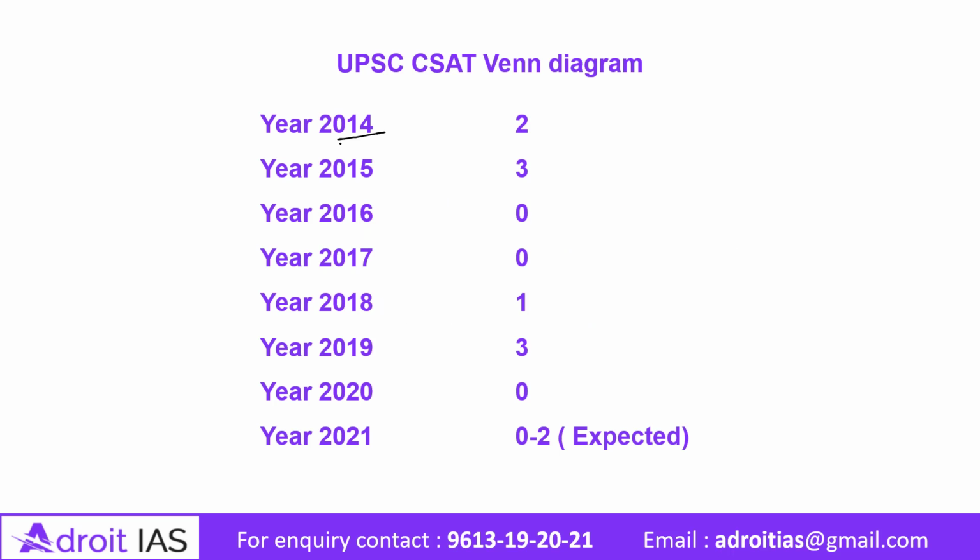In 2014, 2 questions were there. In 2015, 3 questions were there. In 2016 and 17, unfortunately, there was no question. In 2018, 1 question was there. In 2019, 3 questions were there. In 2020, unfortunately, again, there was no question. And if this pattern continues, you may expect around 0 to 2 questions in the coming UPSC paper from Venn diagram, right?